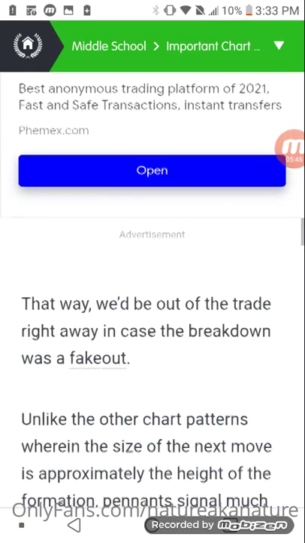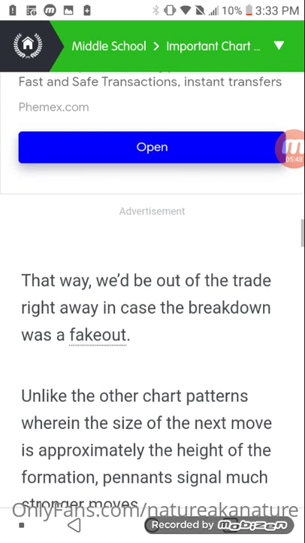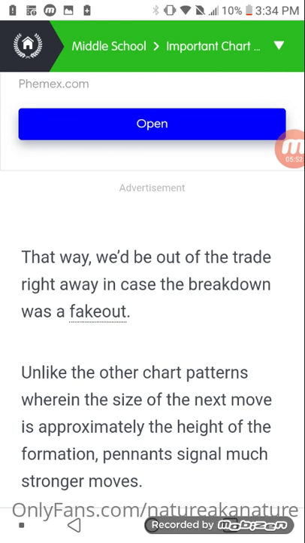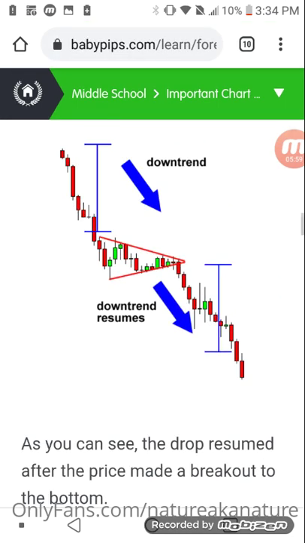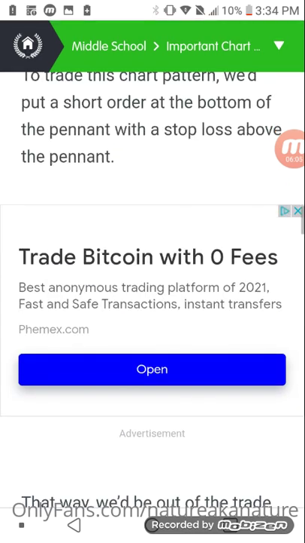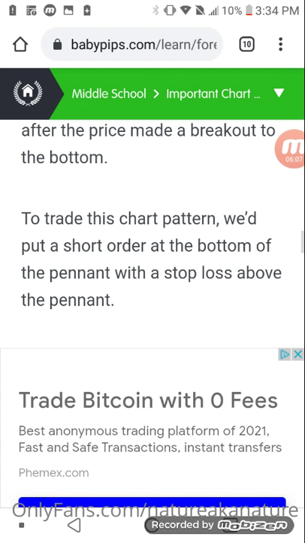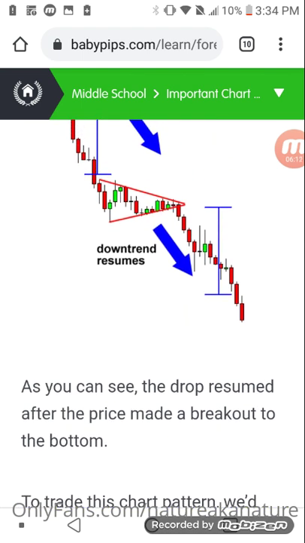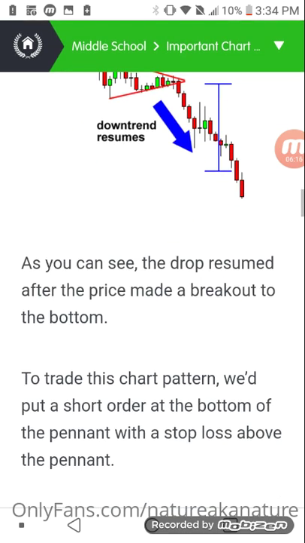That way, we'll be out of the trade right away in case of a breakdown or a fake out. Sometimes price will fake out and go in the opposite direction. It's just a fake out. We thought it was going to continue in the downtrend, and it just faked out and went back in the upwards trend in the opposite direction. Sometimes price will do that. That's why they say push your stop loss above the pennant, just in case price does reverse or it's a fake out and price wants to go the opposite direction.